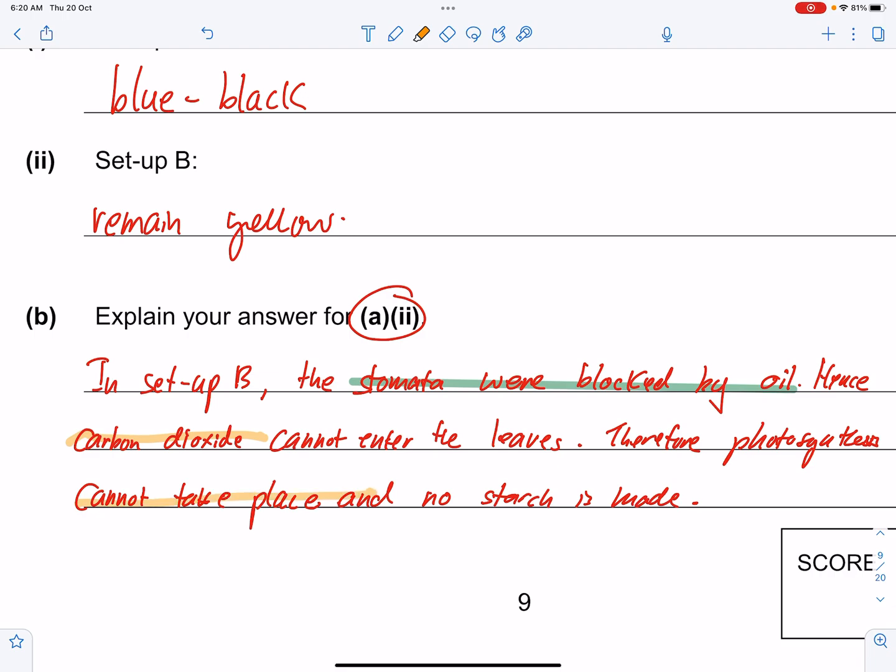Now, a lot of students will say that carbon dioxide cannot enter the leaves for photosynthesis to take place. But you didn't really tell me, so can or cannot. So please have a separate line to say that photosynthesis cannot take place. So it's very clear cut, no starch is made. So this starch actually came from glucose, just so you know. Okay, I'm skipping the word glucose here because they are actually looking at starch.